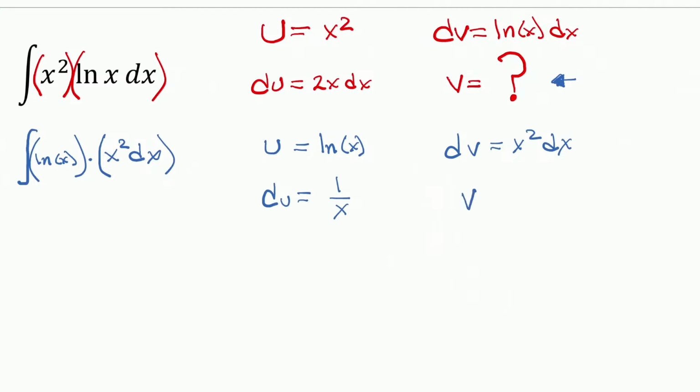Now I need to do the antiderivative of x squared dx. So who are we up to? Caitlin, do you know what the antiderivative of x squared is? Very nice. 1/3 x cubed. Ooh, I left off my dx over here, didn't I? Okay, does that all look correct so far?